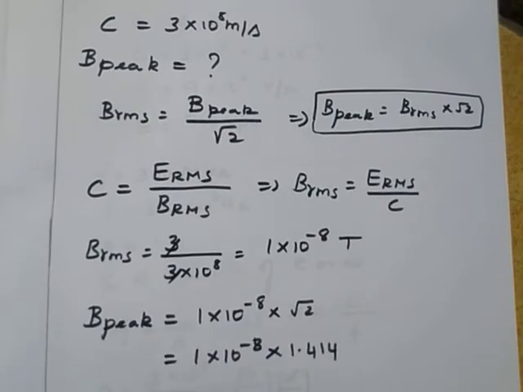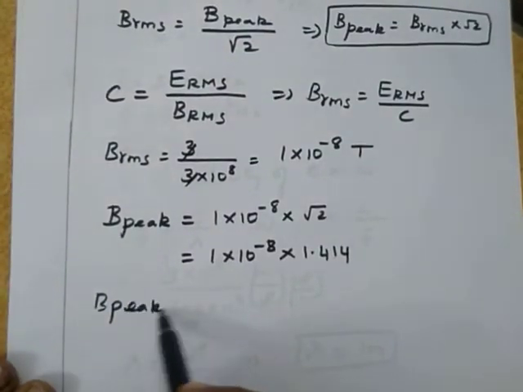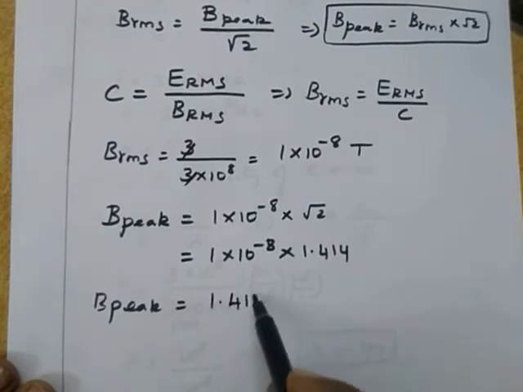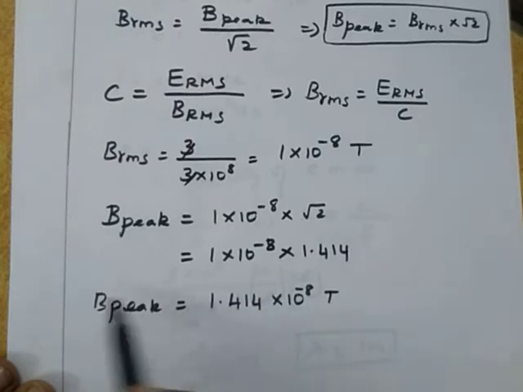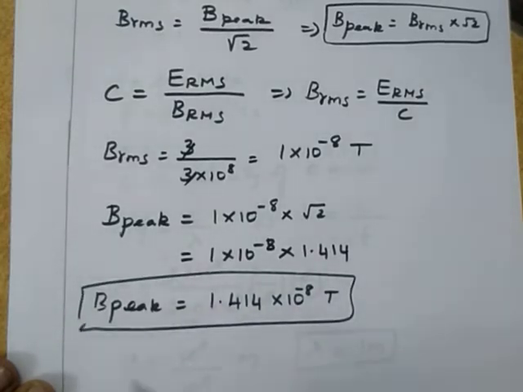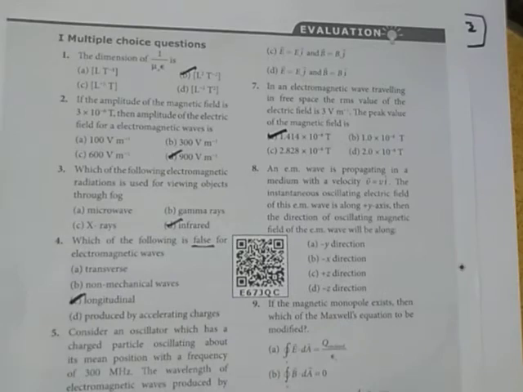Then solving this, B peak is equal to 1.414 into 10 power minus 8 Tesla. Okay, for question number 7 the answer is A, 1.414 into 10 power minus 8 Tesla. Then let me go for question number 8.